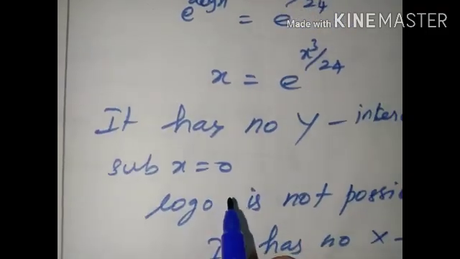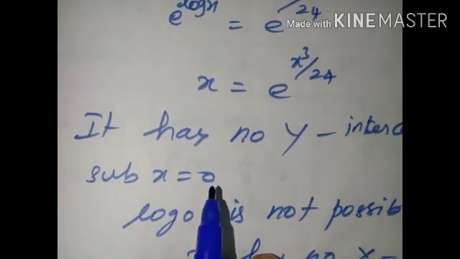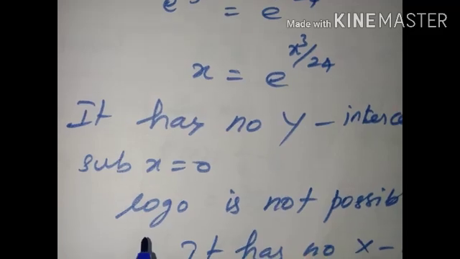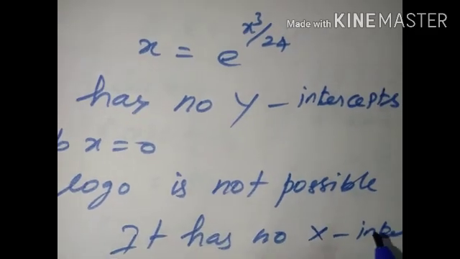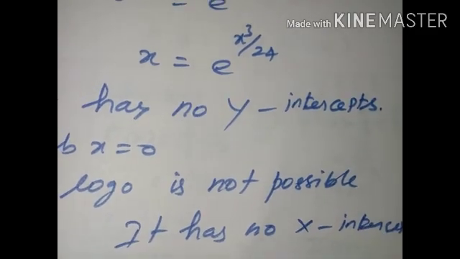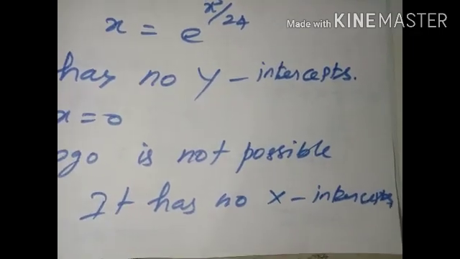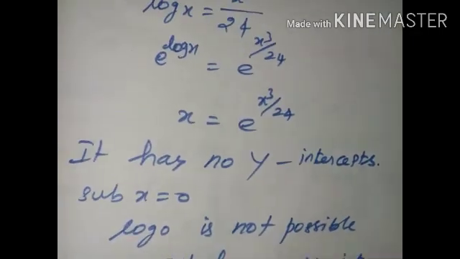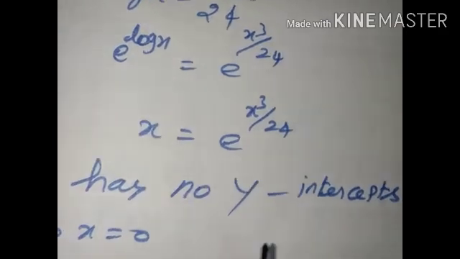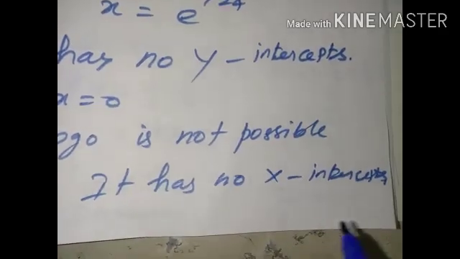Then substitute x equal to 0. Log 0 is not possible. It has no x intercept. So there is no y intercept and no x intercept.